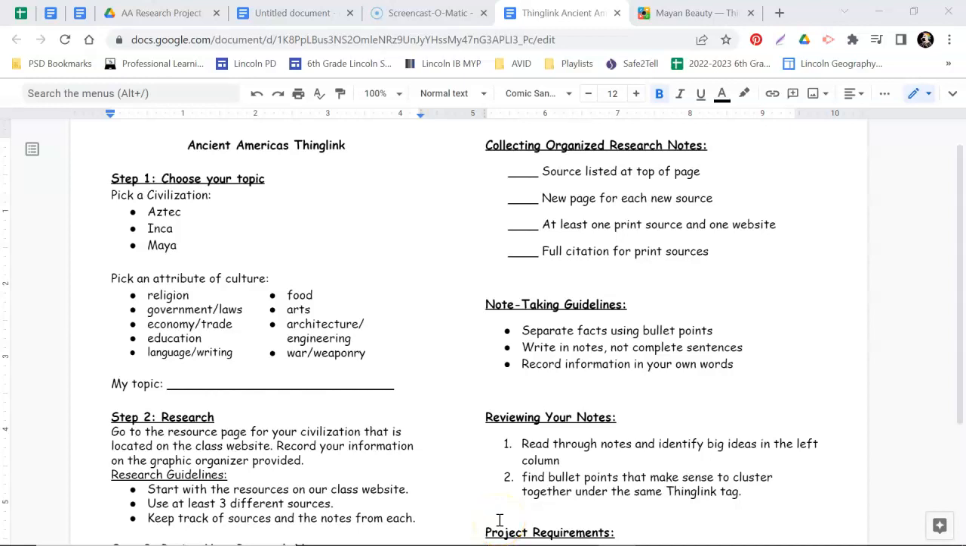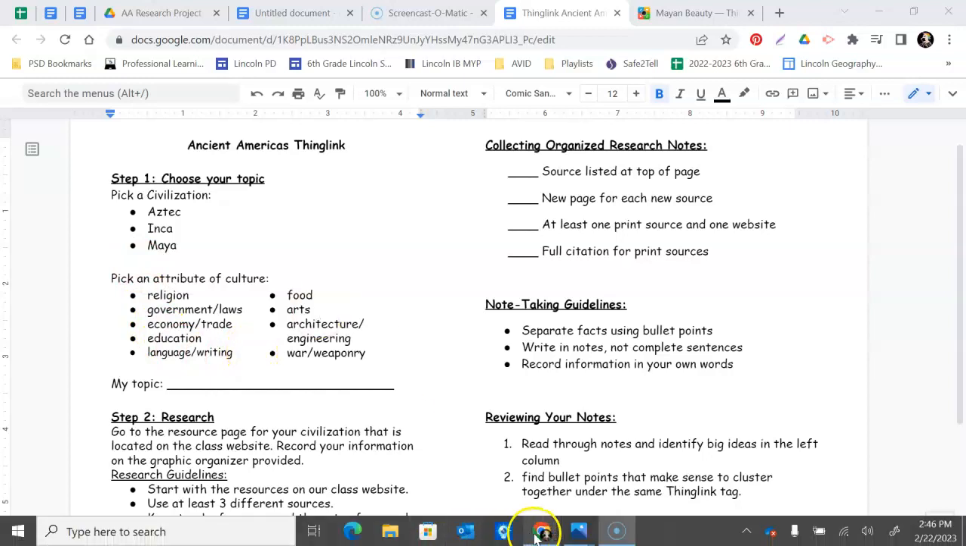So the first step in your research project is to develop some research questions. So this step right here is where the grading begins. This is the first thing I'll look at when I grade your notes that you collect. So keep in mind you should have picked a topic by now, one civilization and one attribute of their culture.